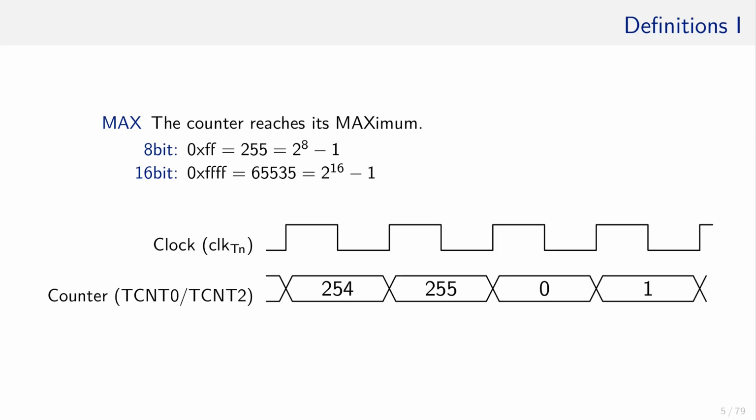This example shows how it looks for two counters, counter 0 and counter 2. It is similar for counter 1, which is a 16-bit counter. After reaching 65,535, the next value will be 0.